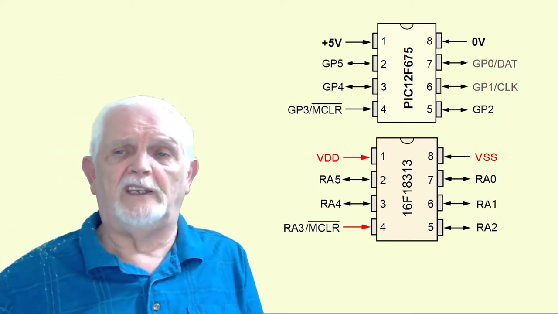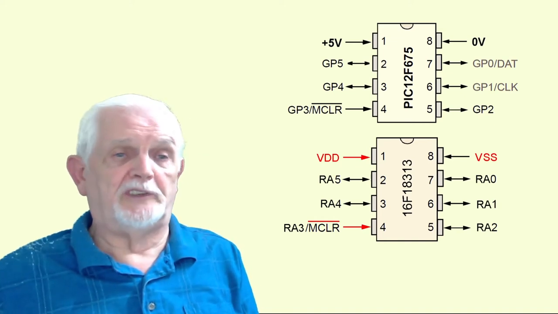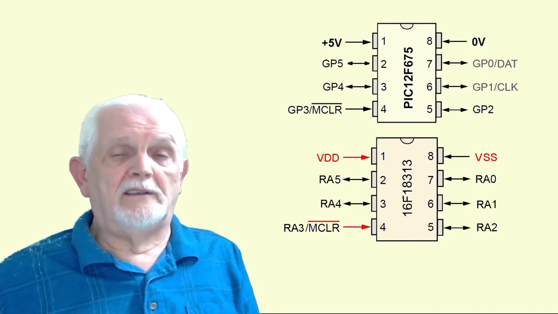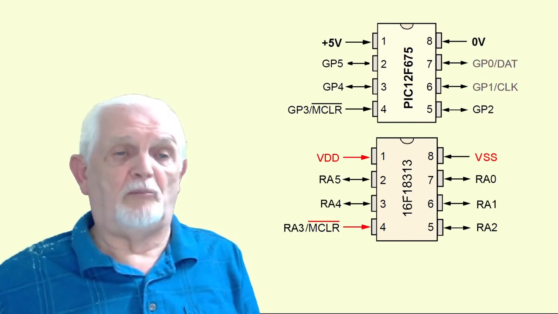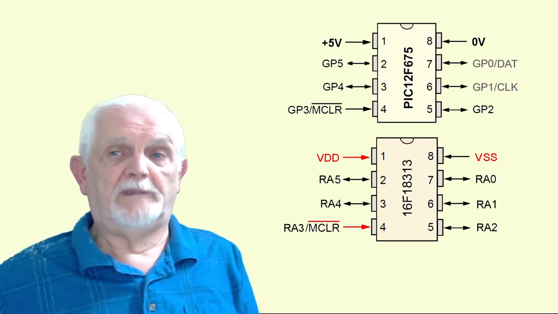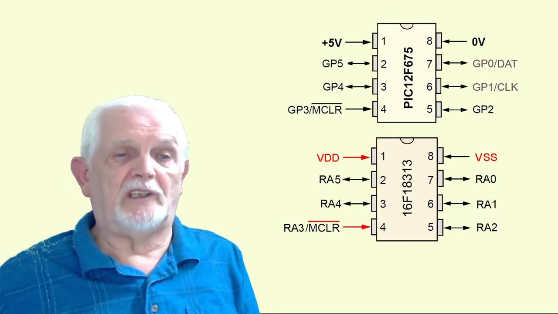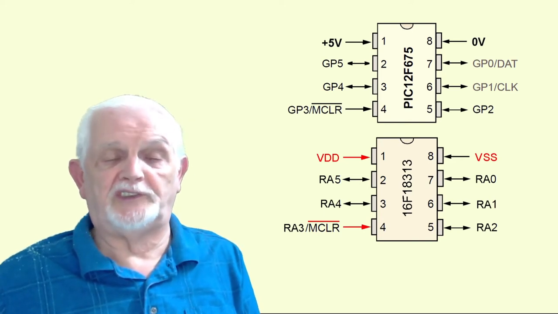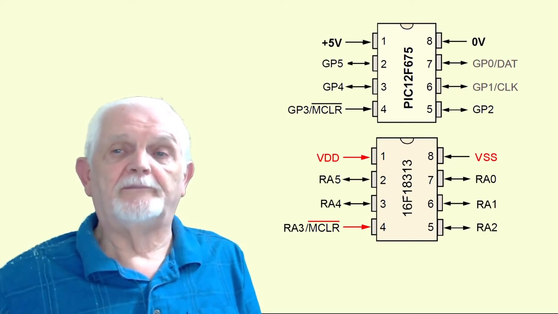How I remember it is the VSS, the S and the D mean source and drain. Current, the electrons flow from negative to positive. Yep. They go from negative to positive, which means that the source of electrons is at 0 volts. And then they attract up to the top, to the 5 volts. So the source is 0 volts. It's the source of electrons. That's how I remember it.